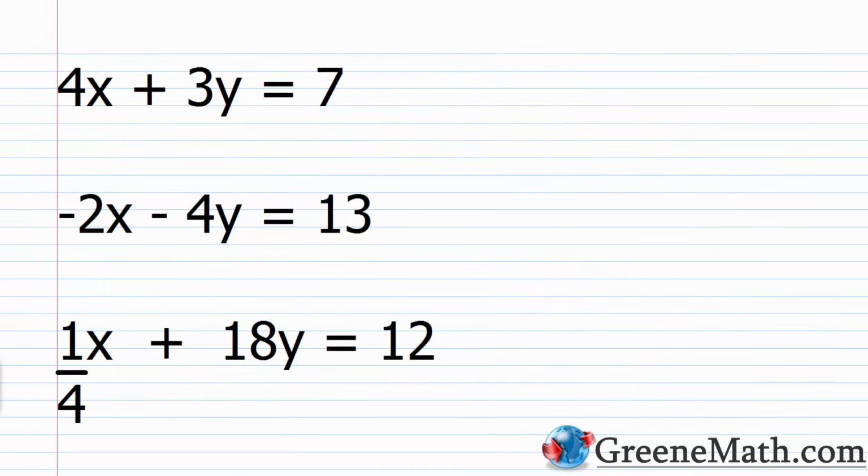So here are some examples. We have 4x plus 3y equals 7. So you see you have two variables here, an x variable and a y variable. We have negative 2x minus 4y equals 13. Again, two variables here, an x variable and a y variable. And then 1/4 x plus 18y equals 12. Again, x and then y.